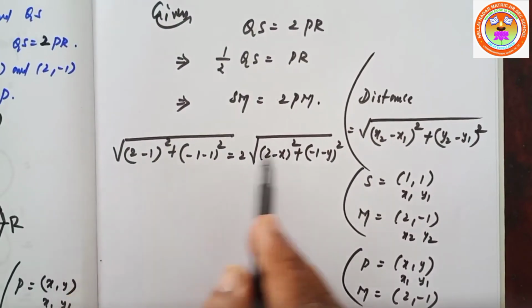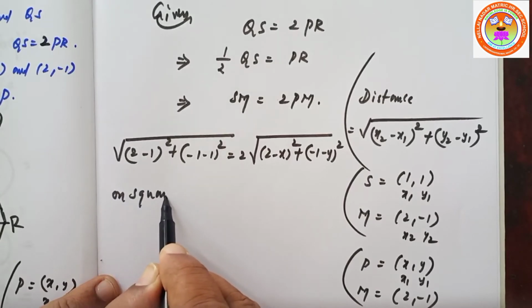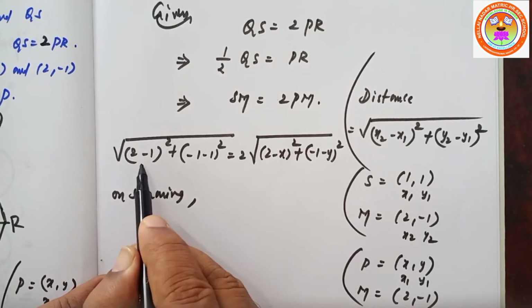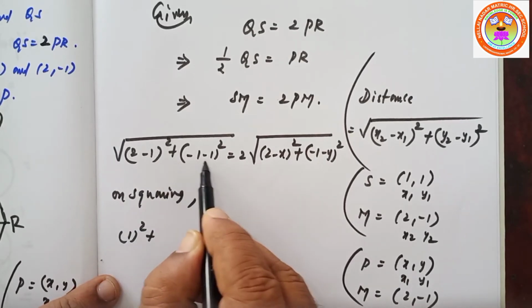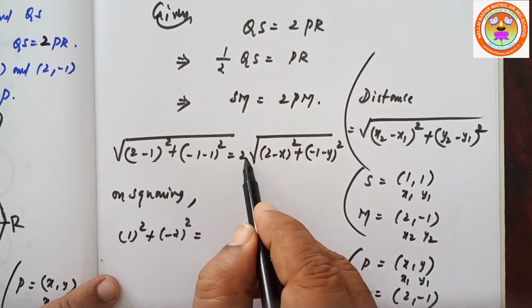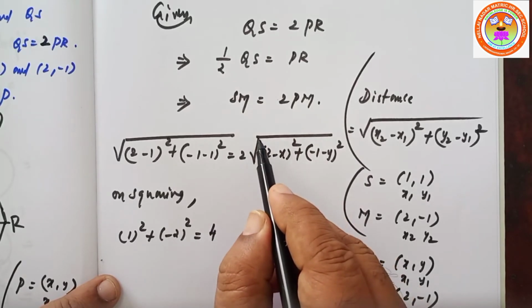Squaring on both sides to eliminate the square root. While squaring, the square root will be eliminated. You will be getting only (2 minus 1) the whole square. 2 minus 1 is 1, 1 squared, plus (minus 1 minus 1), which is minus 2, the whole square, equal to, while squaring, 2 becomes 2 squared, which is 4. Then the square root will be eliminated.